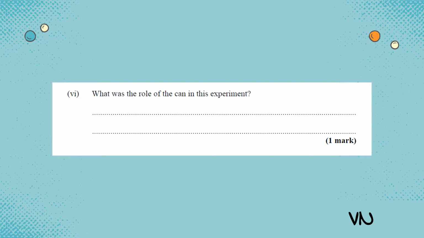We are also asked what was the role of the can in this experiment. Simply, it was that the can was used to reduce the amount of heat being lost to the environment.